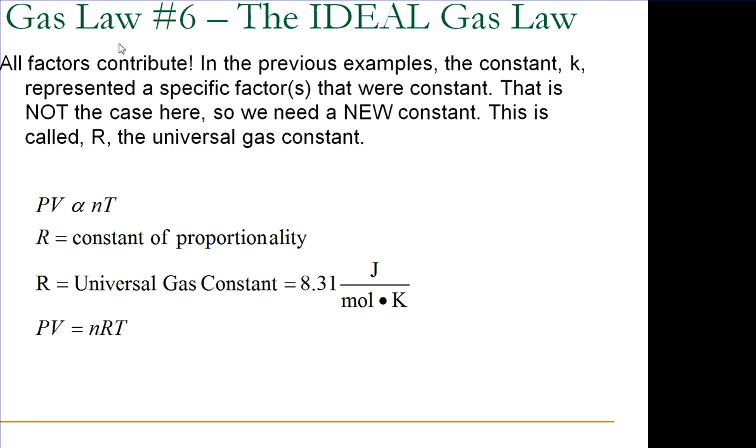The final law, of course, is the ideal gas law. PV is equal to nRT. R is a universal gas constant of 8.31 joules per mole kelvin. We don't have the same proportionality constant we've had before. This is a universal gas constant that we have worked through. So the ideal gas law, which you learned in chemistry, is PV is equal to nRT.